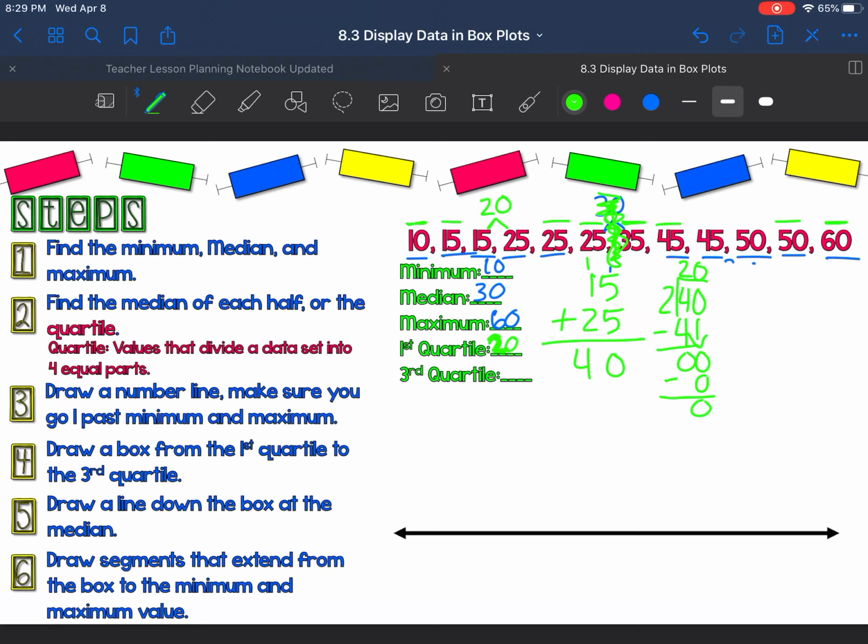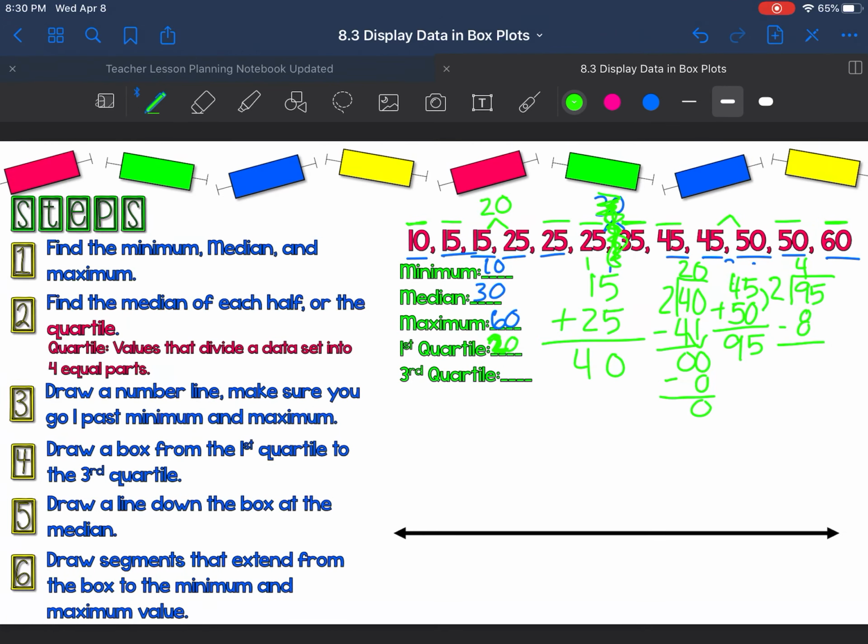Now we're going to do the same thing over here. So we're going to start with 35 to 60, 45, 50. Once again, I'm left with 2 numbers. So I need to find the average or the mean of those 2 numbers. So I'm going to add 5 plus 0 is 5. 4 plus 5 is 9. That gives me 95. And I'm going to divide 95 by 2 because I added 2 numbers.